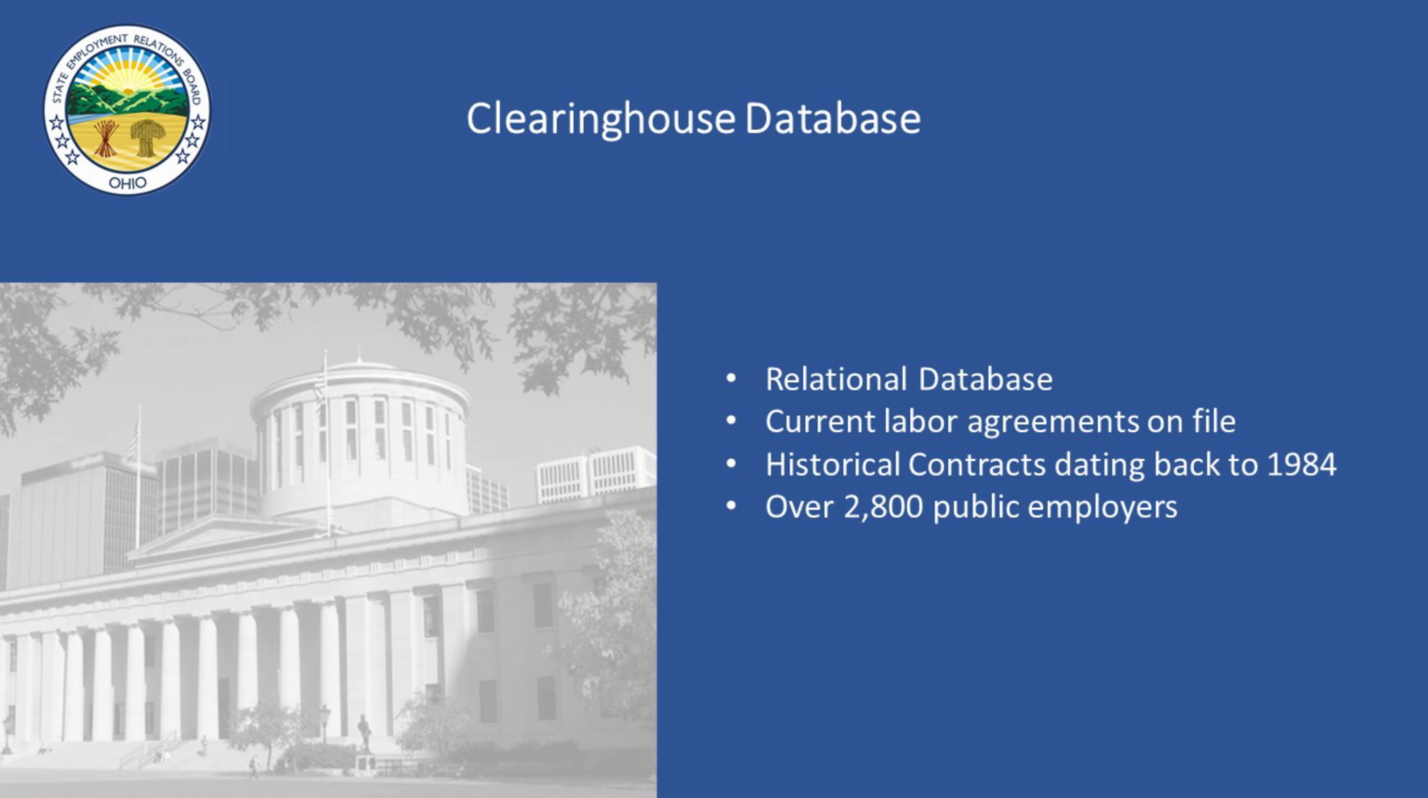It also contains data on over 37,500 historical contracts dating back to 1984. The database contains information on over 2,800 public employers. Over 1,500 of these employers have collective bargaining agreements. The database is updated daily with newly submitted contracts.